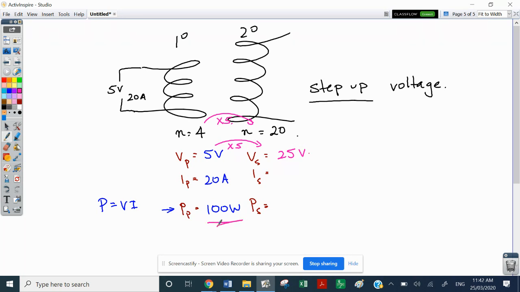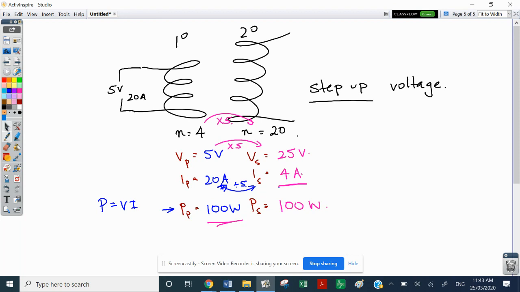The wattage of the primary must equal the wattage of the secondary, so that is 100 watts there. As a result, we can work out this value here because 25 times this value must equal 100. This is 4 amps. The other way of working out this value was, if the voltage is stepped up by 5, then the amperage must be stepped down in reverse, so it would be a divide by 5. So 20 amps divided by 5 is 4 amps. So that's a way of doing it.